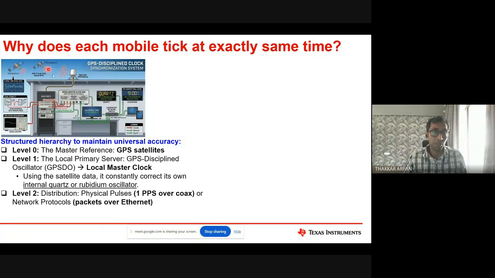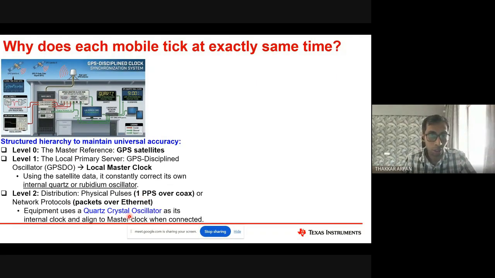So in the absence of GPS, let's say for some reason the local master clock, whatever is displayed here, also loses the GPS signal, it will still keep working because it has its own clock. The only thing is that whenever the master clock is available, it will synchronize its own clock to the master's clock, so that you get a very accurate clock. And the same thing happens to all your laptops or mobiles or everything.